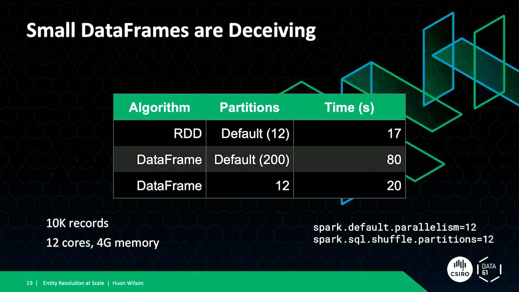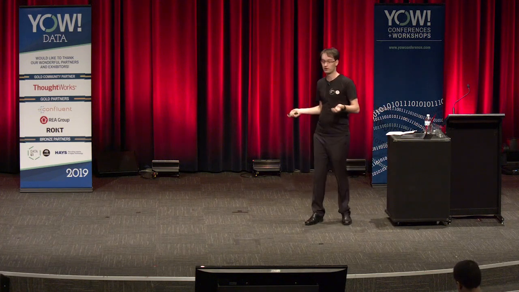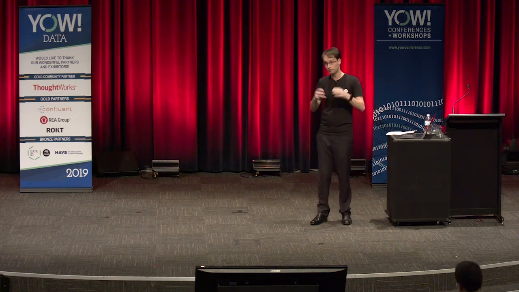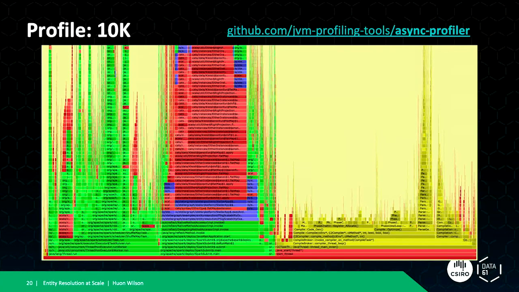However, even when we fixed that using the appropriate Spark default parallelism and Spark SQL shuffle partitions Spark configurations, to make it match RDDs, so we used 12 for both of them, the data frame code took 20 seconds. Still slower than the RDDs. What's going on? Well, the optimizer is like a big fixed overhead, and it's using a non-trivial amount of time. But to confirm this, let's look at a profile.